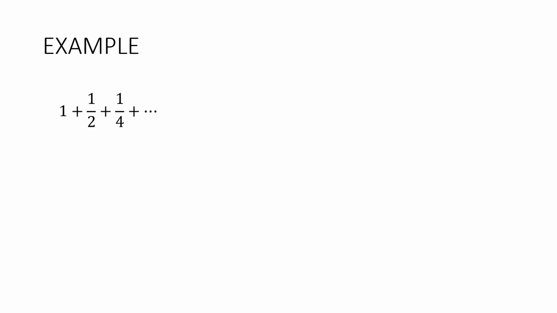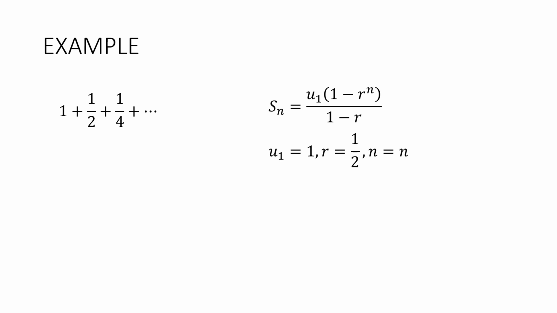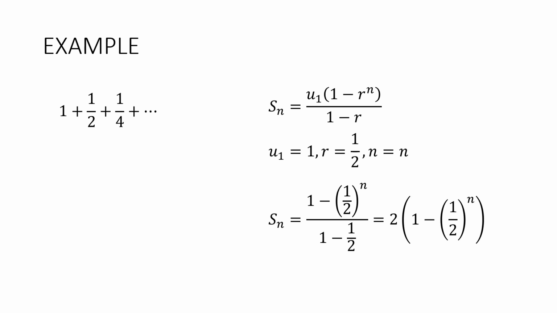Now what we've actually got here is a geometric series. And if we look at the sum of n terms, u1 is equal to 1, r is equal to a half, and we're just going to let n equal n. Substituting that in, we end up with this. Now on that denominator I've got 1 take away a half, which is a half, so I can simplify this. So the sum of n terms is 2 multiplied by 1 minus a half all to the power of n. And so the sum to infinity of this series is going to be the same as the limit as n approaches infinity of the sum of n terms.